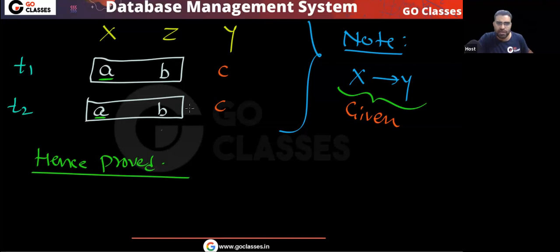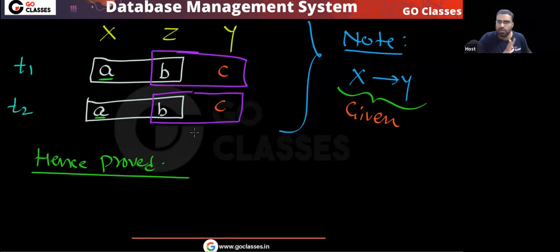So which proof did you like? Two proofs we have seen. Which proof did you like more? Whichever proof you like, proof number 1 or proof number 2, did you understand both of them?